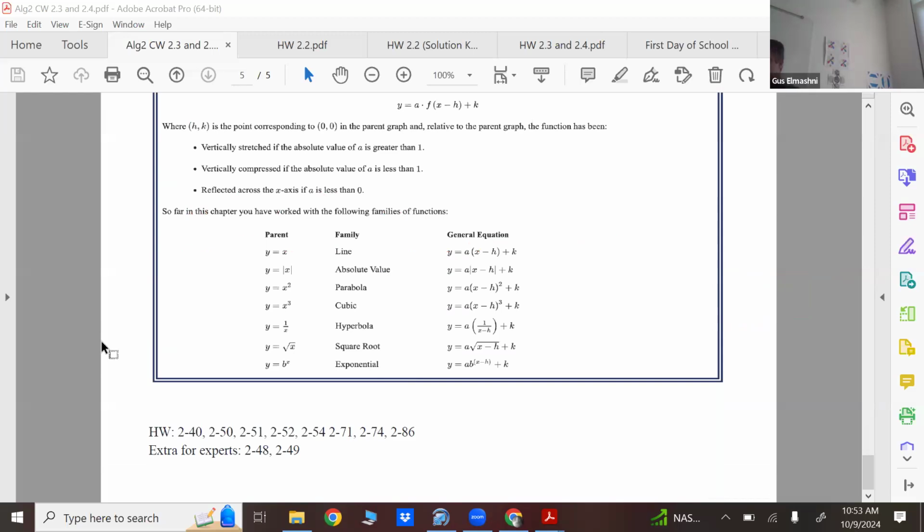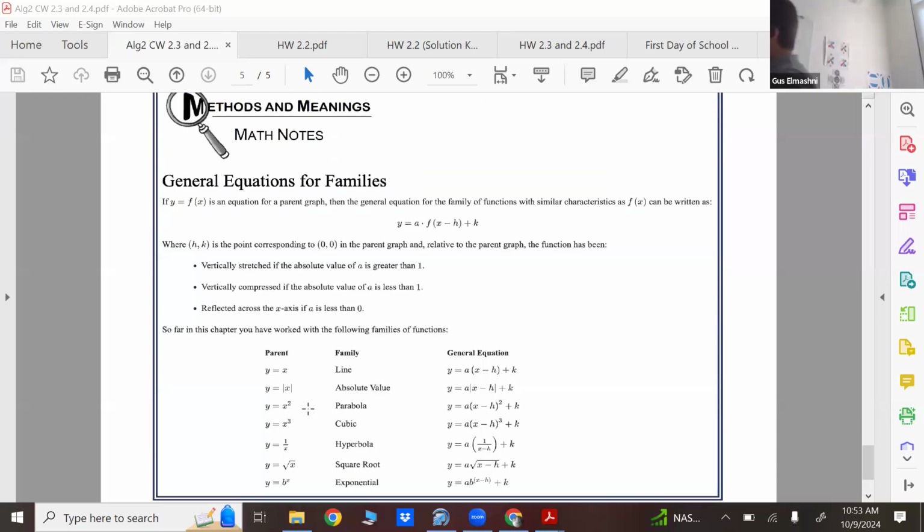H is horizontal shift, K is vertical shift, A is stretching or flipping over. In general terms, we sometimes write it like this: A times f of x minus h, plus k, where f of x is whatever function you're dealing with, whether it's absolute value, parabola, cubic, hyperbola, square root, exponential. And again, if A is greater than 1, it's a stretch. If A is less than 1, it's a compression. And if A is negative, it reflects.